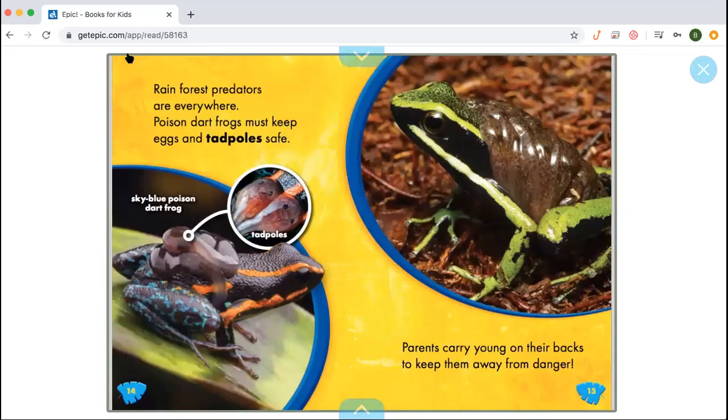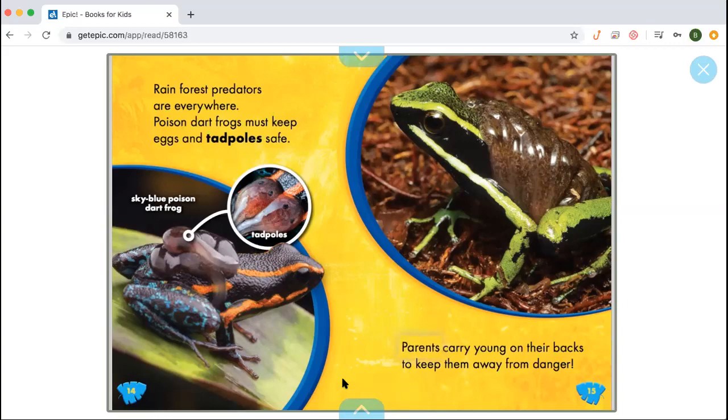Rainforest predators are everywhere. Poison dart frogs must keep eggs and tadpoles safe. So there's a word, tadpole. We didn't know what it means, but look, there's a picture of the tadpole. So a frog starts out as an egg, and then it develops into a tadpole, and then from the tadpole it starts getting its tail, its legs, and it becomes a frog. And then this is a sky blue poison dart frog.